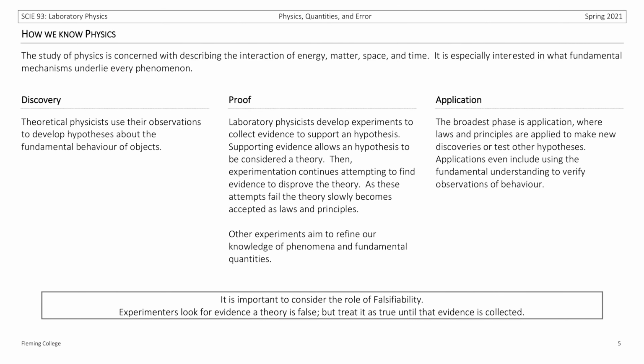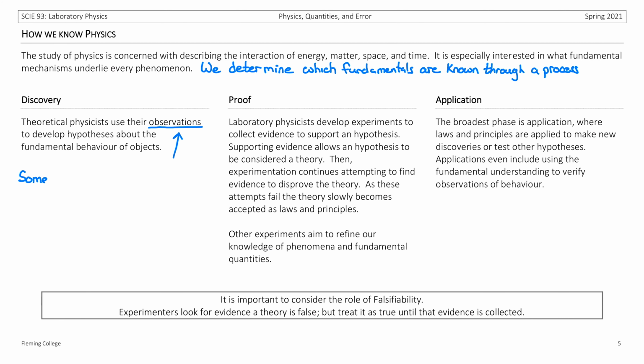So how do we know the things we know? The study of physics is concerned with describing the interaction of energy, matter, space, and time. It's especially interested in what fundamental mechanisms underlie every phenomena. To determine which fundamentals we know, we have to go through a scientific process. So at some level, there are physicists focused on discovering. So these theoretical physicists use observations and they try to develop hypotheses about the fundamental behavior of our world. And this is the bleeding edge of our understanding of physics and everything that happens.